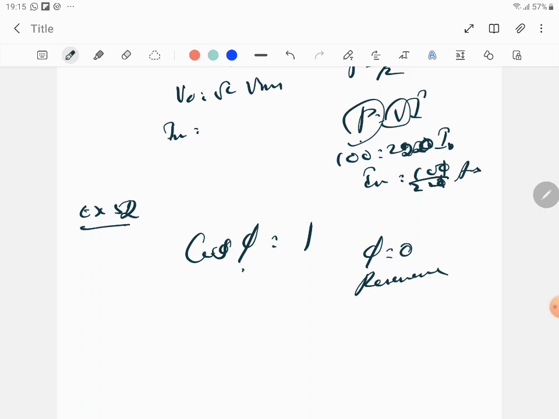What are they asking? XL is equal to XC, so L omega is equal to 1 by C omega. They want the capacitor's value, so just cross multiply and get the value.